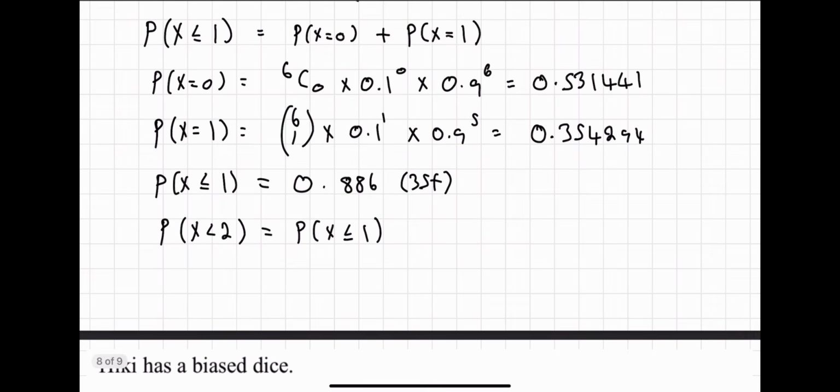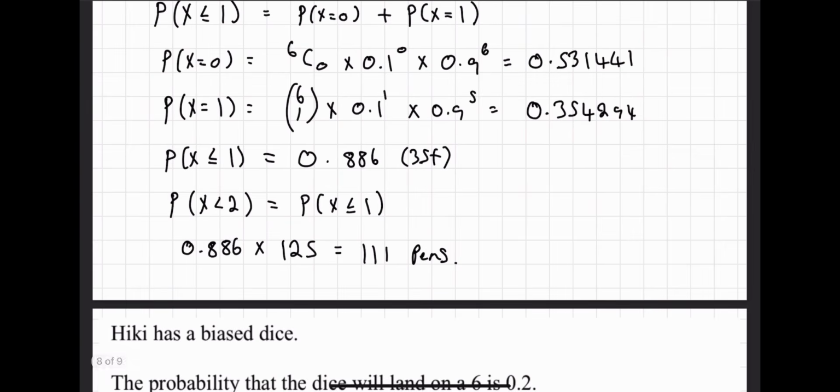So what you're going to do is take your probability, 0.886, and multiply it by 125, and you get 0.886 times 125. You get 111 pens. Correction, not pens, boxes of pens.